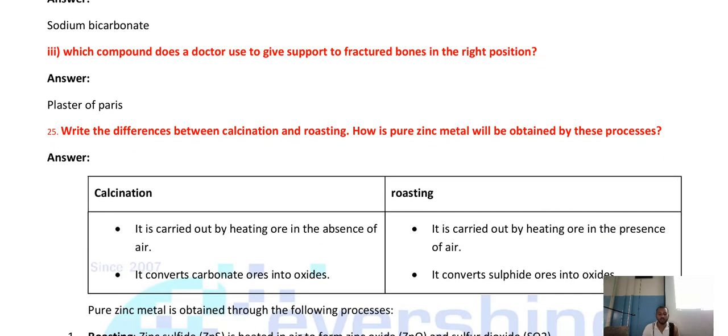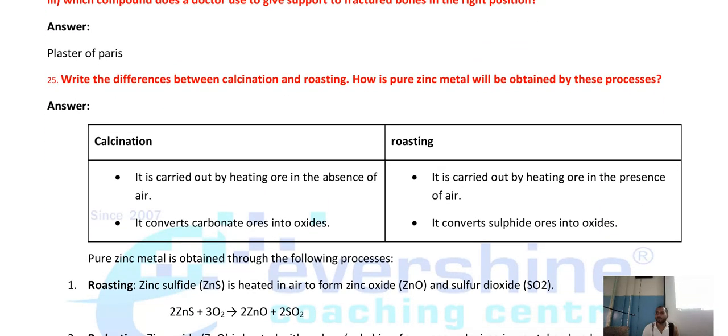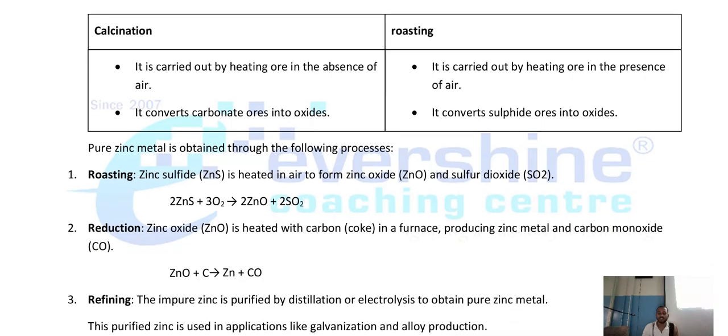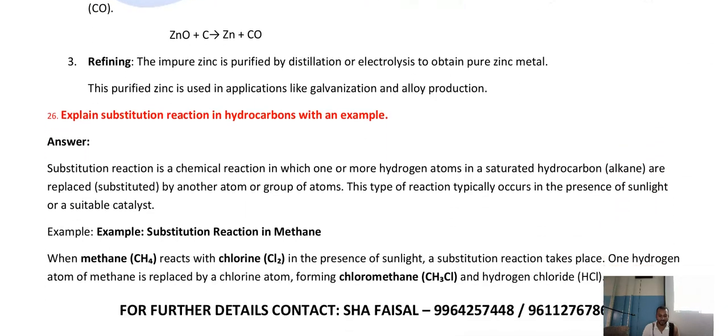Any doubts? Write the difference between calcination and roasting. How will pure zinc metal be obtained by this process? Remember? Extraction of zinc from its sulfide ore. Just now we have discussed. Yes. The question can be asked in this form also. It means this is very important. Extraction of zinc from its sulfide ore only, yes? Yeah. So calcination and roasting, you can just define it.